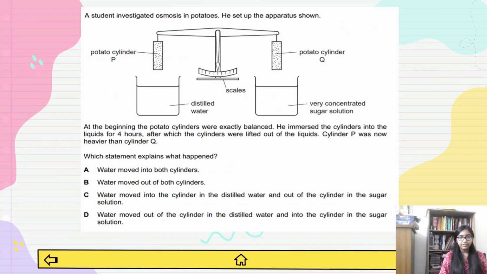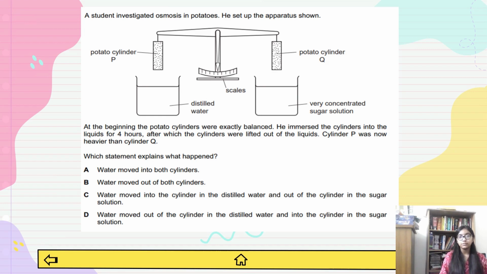A student investigated osmosis in potatoes. He set up the apparatus as shown. At the beginning, the potato cylinders were exactly balanced. He immersed the cylinders into the liquids for 4 hours, after which the cylinders were lifted out of the liquids. Cylinder P was now heavier than cylinder Q. Which statement explains what happened?